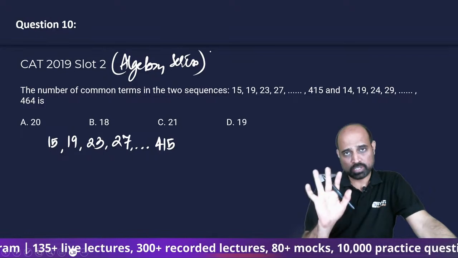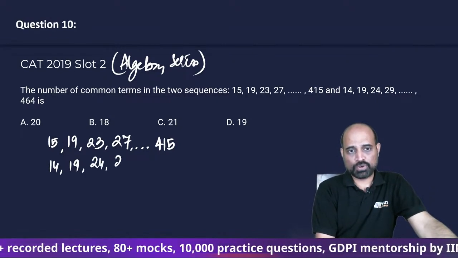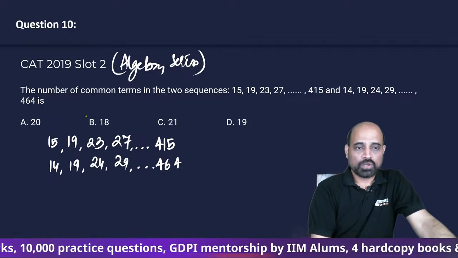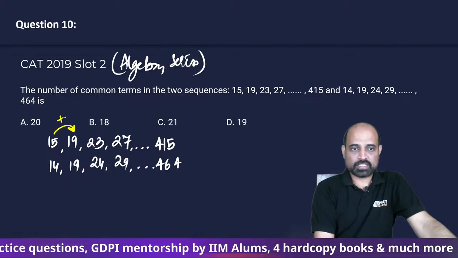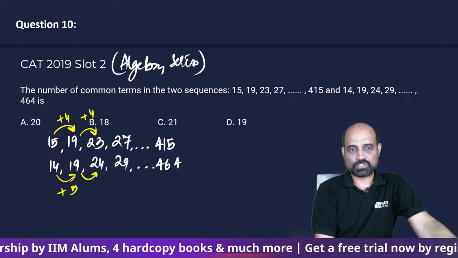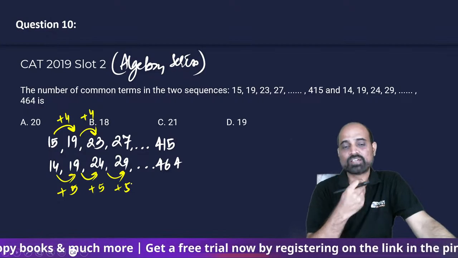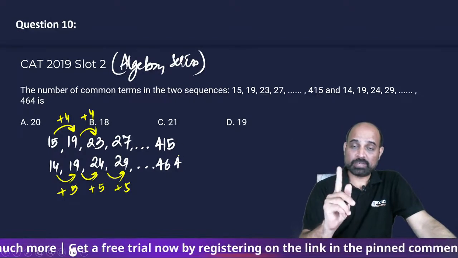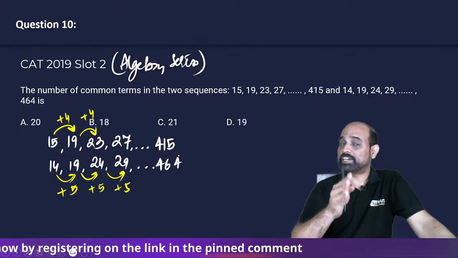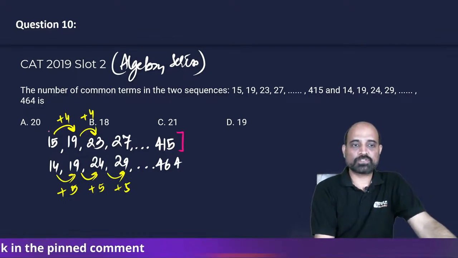पर मैं इसको रेशियो लगा के सॉल्व करूंगा. Next one is 14, 19, 24, 29 and so on, and this is up to 464. What I find out here is there is a common difference of 4, and here there is a common difference of 5. Okay? Now, first step is you need to find out the common differences of the two series. उसके बाद you need to find out which series ends first. So the first series ends first.